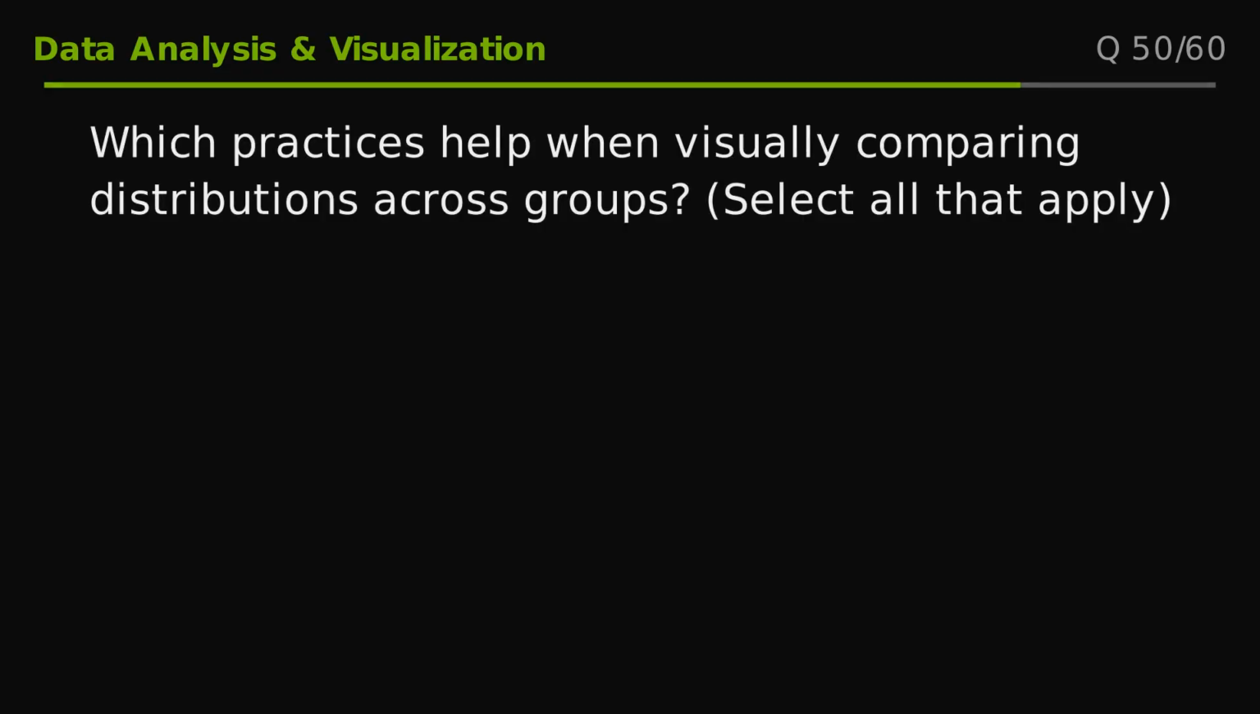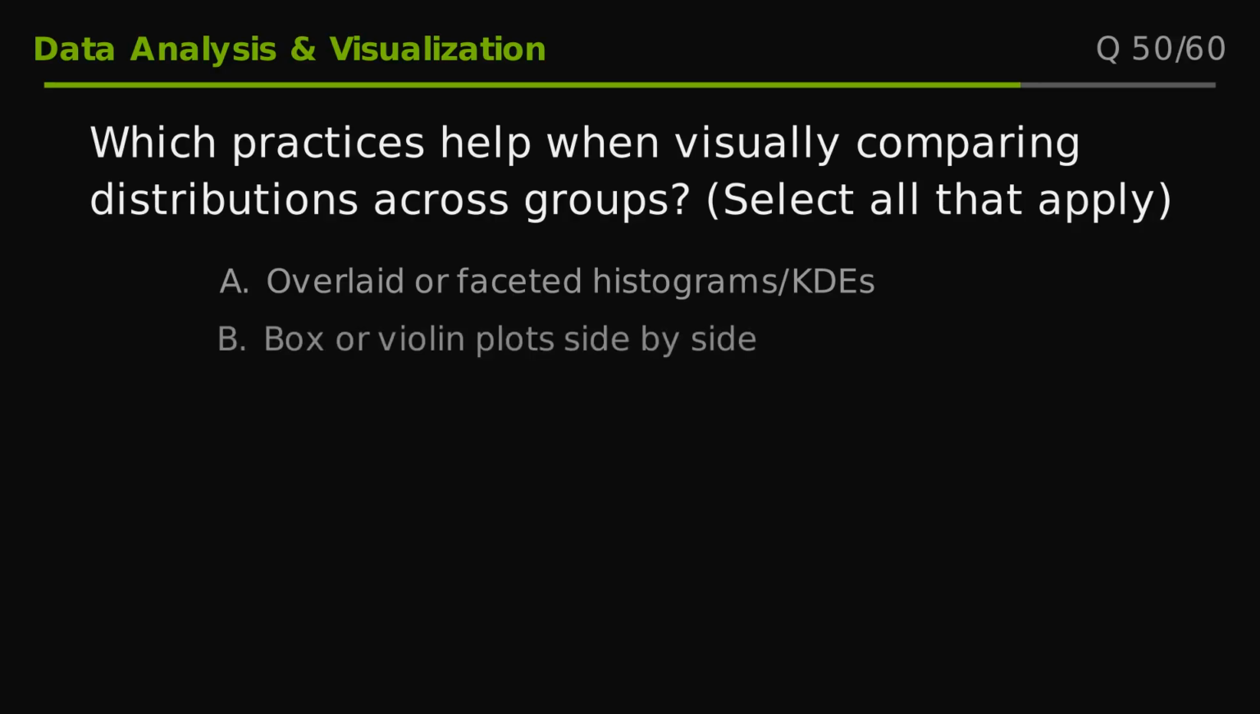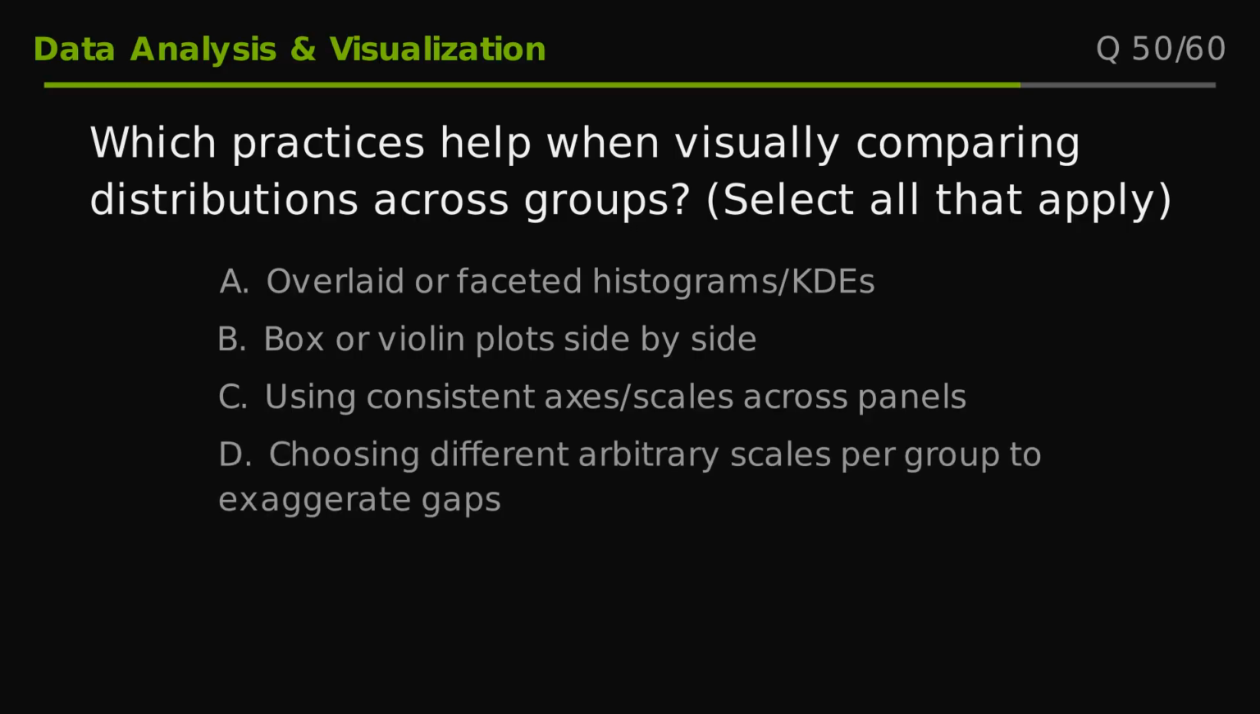Question 50. Which practices help when visually comparing distributions across groups? Select all that apply. Option A, overlaid or faceted histograms by group. Option B, box or violin plots side by side. Option C, using consistent axes and scales across panels. Option D, using different arbitrary scales per group to exaggerate gaps.